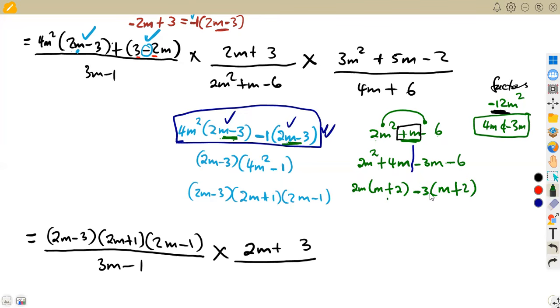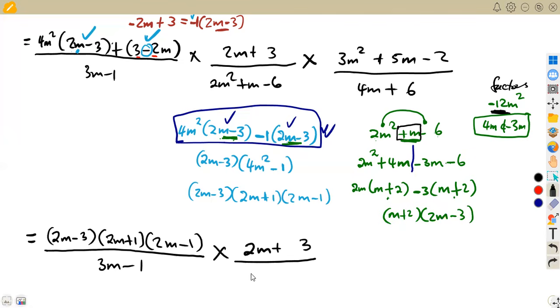What is common here is m plus 2. And if we factor out m plus 2 here, we remain with what? 2m. Here we remain with negative 3. So this is the same as this part. But in the earlier one, after obtaining the two brackets, we saw that there was another factorization that had to take place again. Here, there's nothing more that we can do. We are done.